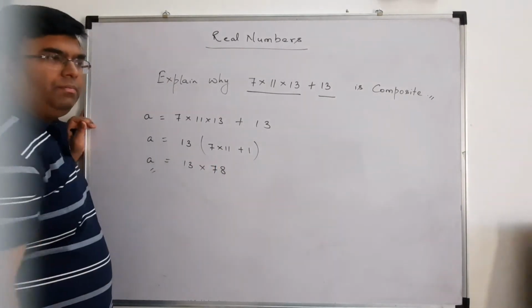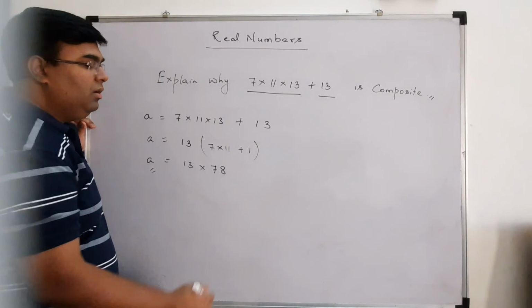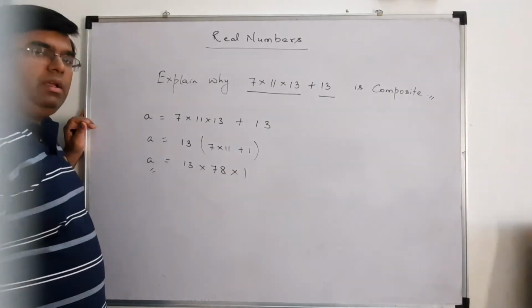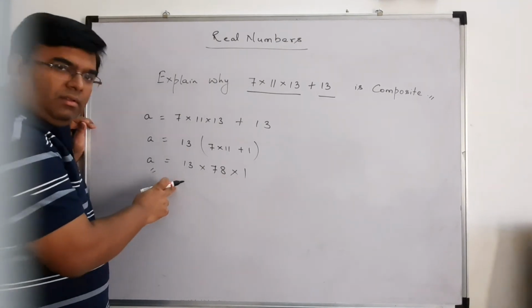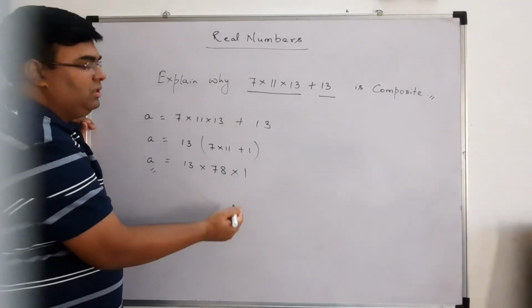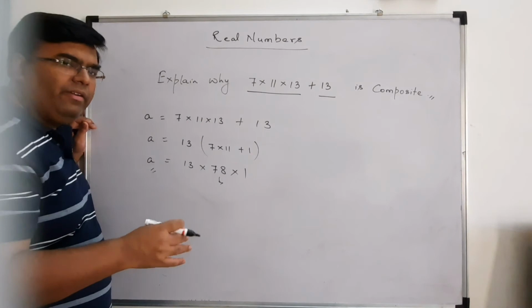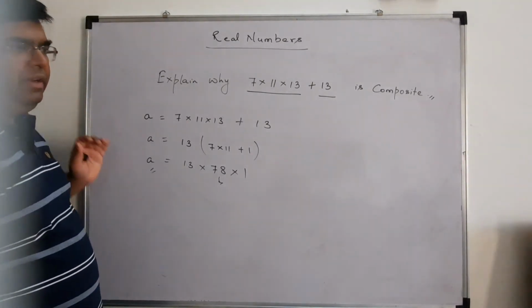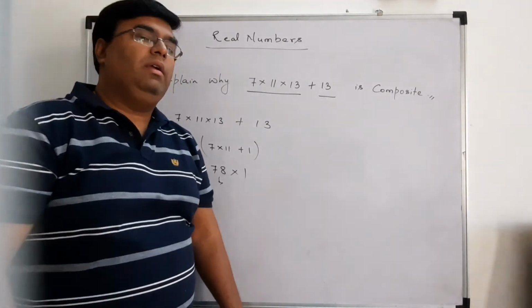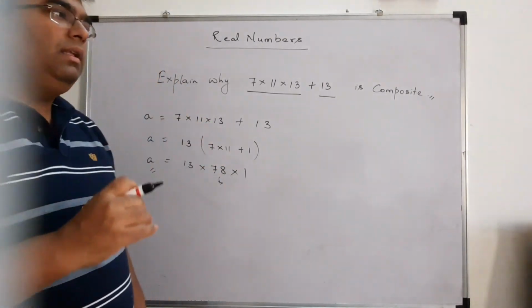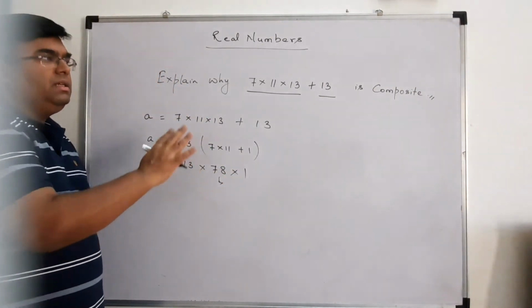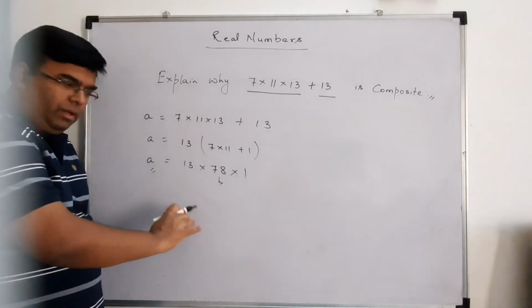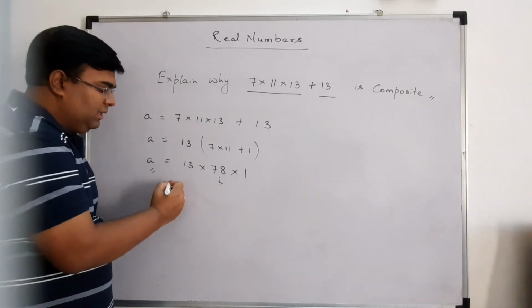Now see, whatever this number was, suppose this number is A, right? Now my number A is written in the form of 13 into 78. This is my even number. Even if it was not even number, you can write 1 here. So how many factors? We can already see 3 factors, right? Now 78 can be further divided into other factors, but we don't need to bother about that. If you can show that the number has more than 2 factors, here we are getting 3, it is a composite number.